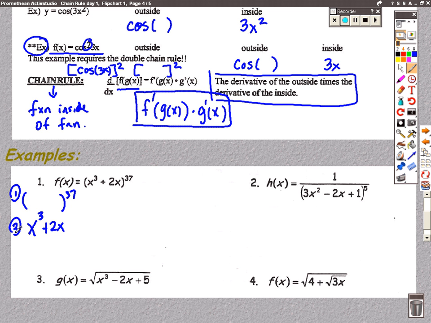Now, you will not always have to write down on your paper the inside function and the outside function. But I'm doing that now just to show you what's going on and so you get used to the process. But the more you practice, the better you'll get at this.